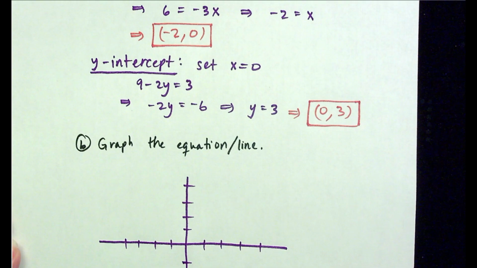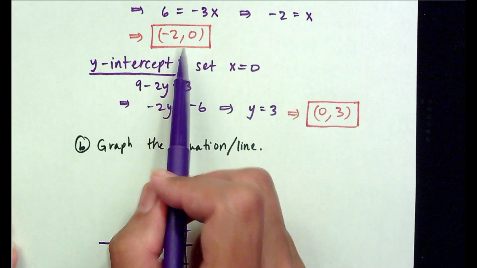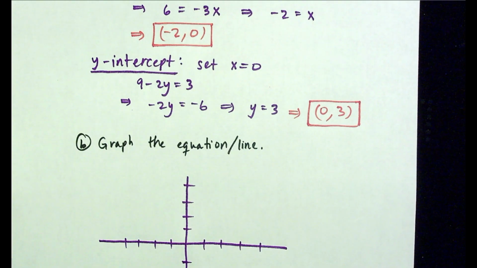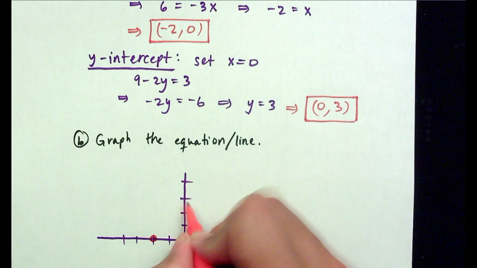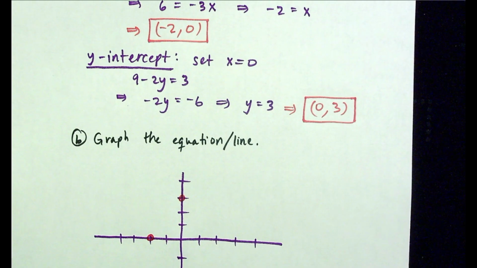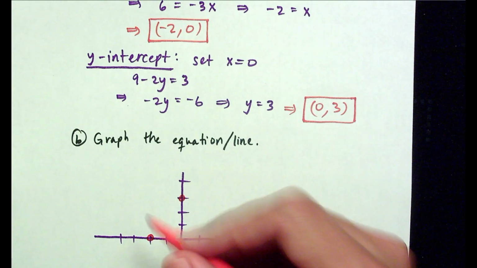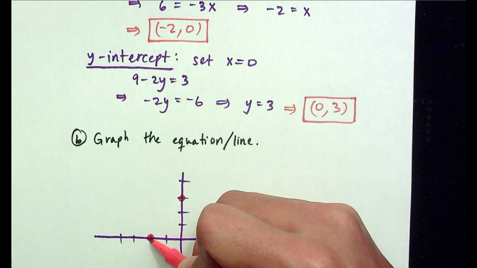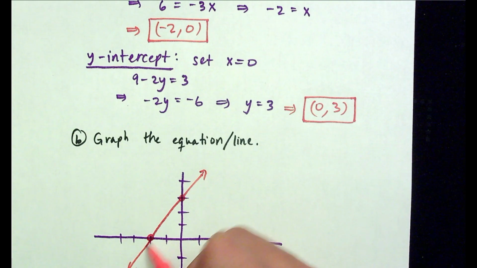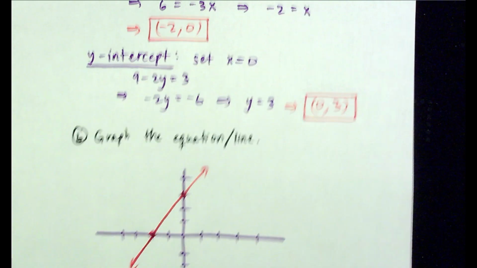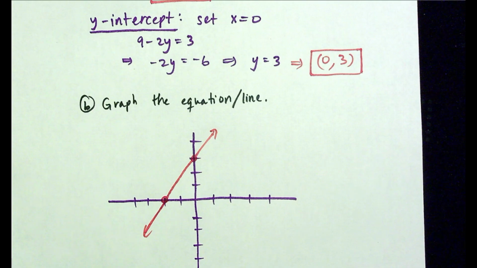Okay, so the first point is negative 2, 0. Negative 2, 0 will be right here. And then the other point would be 0, 3 right here. Now we just connect these 2 points, and that would be our line. Okay, I don't have a straight edge, but just connect them. That's your line.